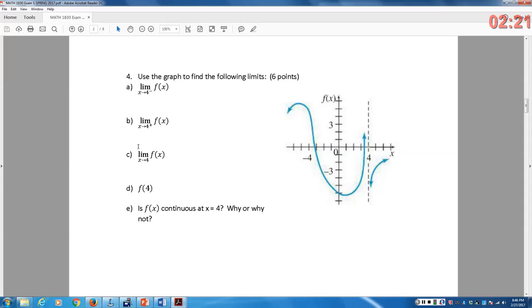This is very similar to the problem on the first page. The only difference here is I'm asking you to approach 4. And if you approach 4 from the negative side, that goes to positive infinity. If you approach 4 from the positive side, it goes down forever, and that's negative infinity. So once again, the limit as x approaches 4 did not exist. Not only that, but f of 4 was undefined. And so for that reason, it is not continuous at x equals 4 just because f of 4 is not defined. It failed the first continuity test.